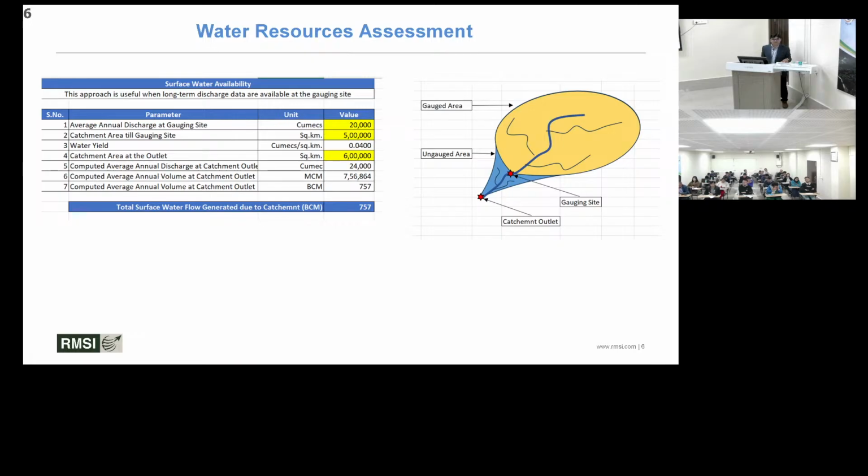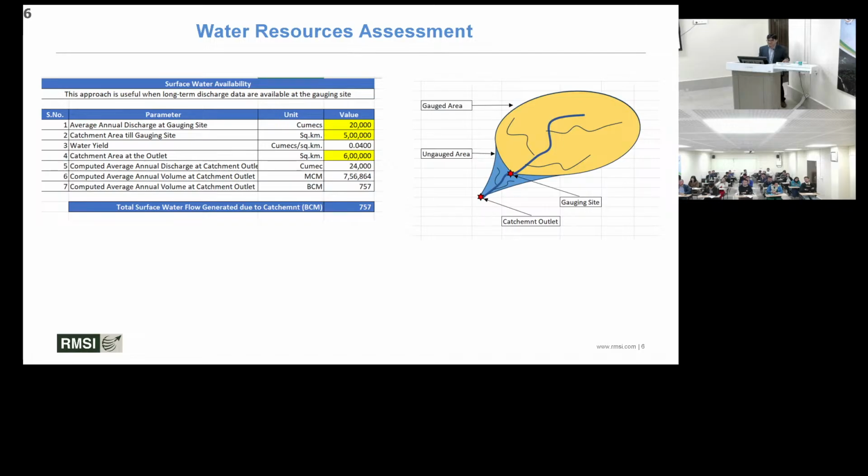Any doubt, any confusion up to this point? If you have recorded measurements at a particular site, irrespective of the location of the site in your basin, you can estimate the surface water availability of your basin at the outlet of the basin using this method, the yield method. If there is no gauge site, then we will use another method, which I will come to.